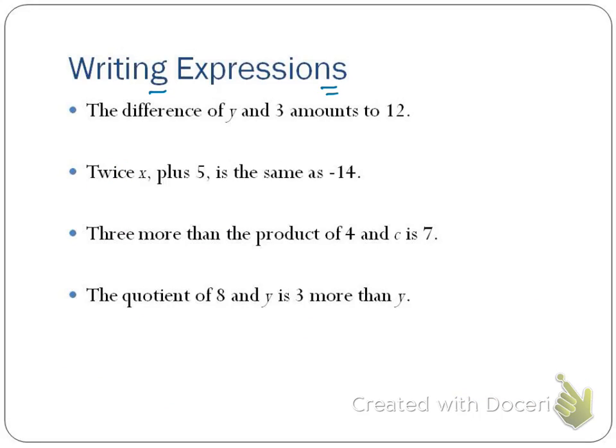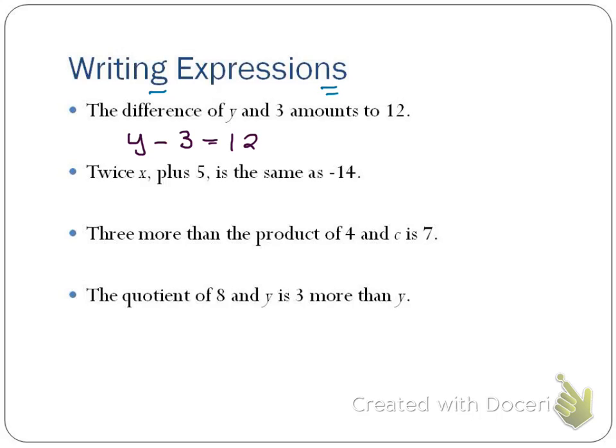Okay, writing the expression, the first thing we want to do is identify what different properties we're working with. We have the difference of y and 3 amounts to 12. So difference goes with subtraction, amounts is equal. So we're going to do y minus 3 equals 12. So you just go down the line. That and is kind of where you put whatever math symbol you need to put.